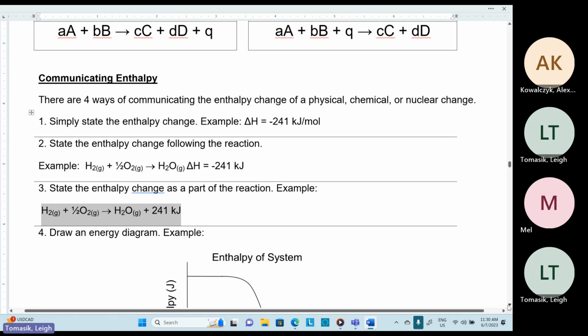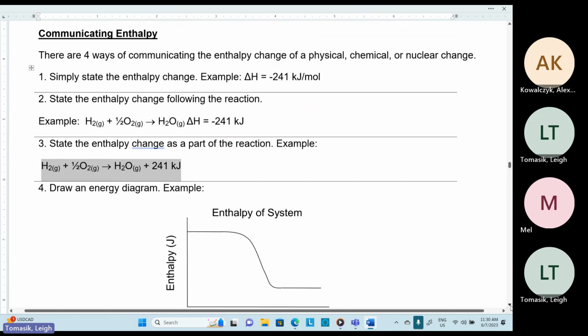And finally, we can make a graph. If you make a graph of an exothermic reaction, the products will be lower than the reactants. Of course, if it was an endothermic reaction, the products would be higher than the reactants, right? So that's the way you can tell from the graph, right? High to low is exothermic, low to high is endothermic.